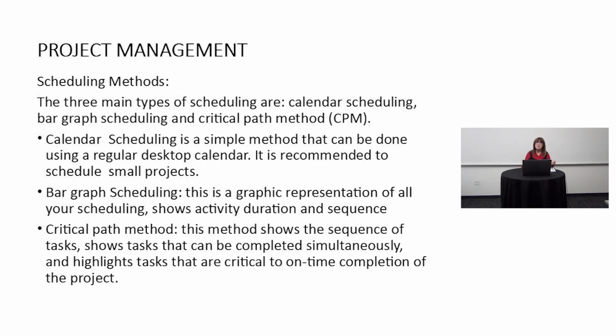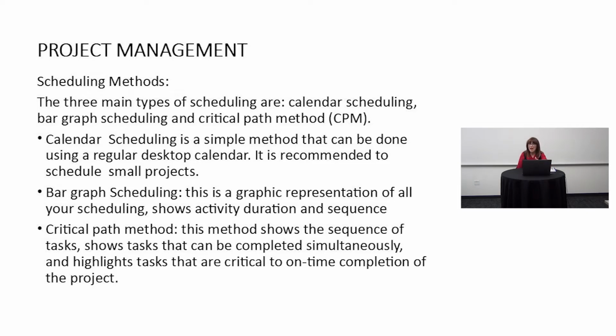Now it's common to use a computerized calendar, but calendar scheduling is the simplest method and the one that you're most likely to use. On larger projects, bar graph scheduling often comes into play. This is a graphic representation of all the scheduling. With bar graphs, it shows you each task in order and how long those tasks are going to take.